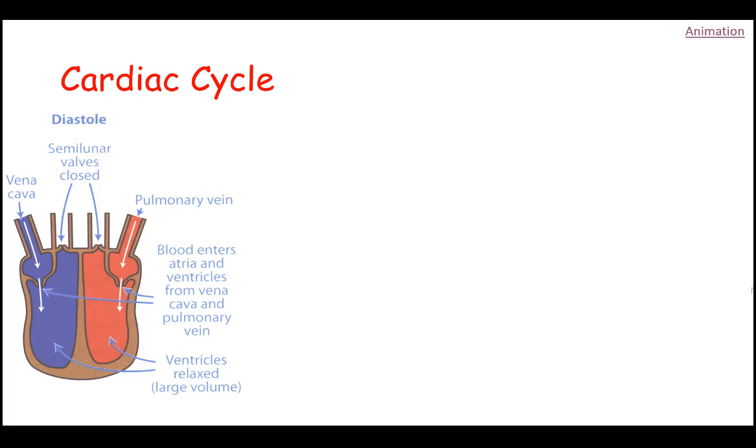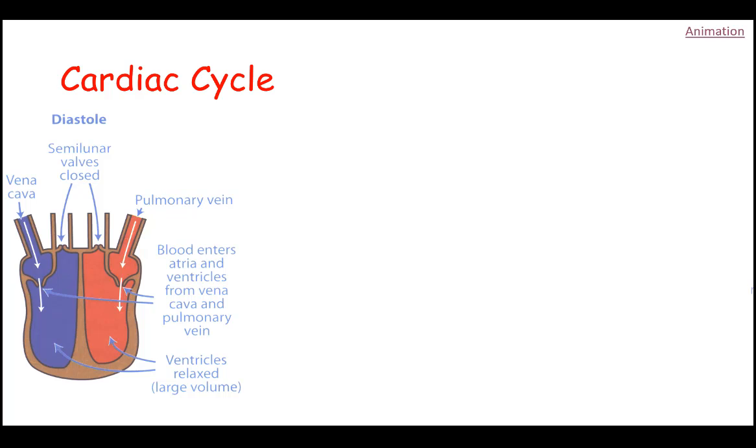Now this diagram summarizes what we just talked about there. So during diastole, what we can see is blood flows back in the pulmonary veins. Blood enters the atria and the ventricles from the vena cava and the pulmonary vein. Now we're going to focus mostly on the right hand side here. So the blood returns to the atria in the pulmonary vein.